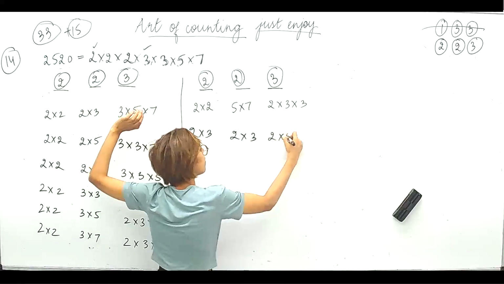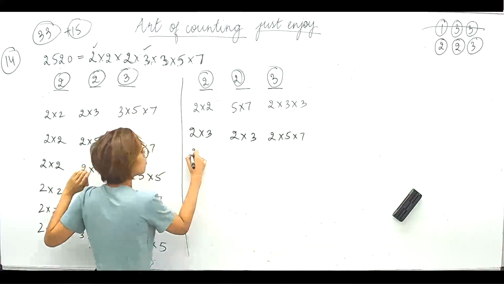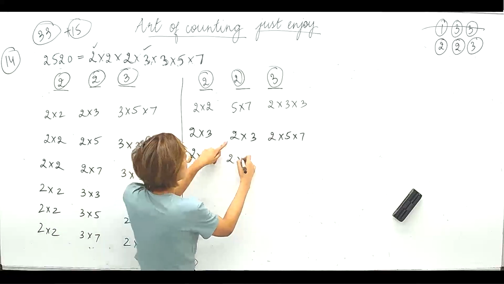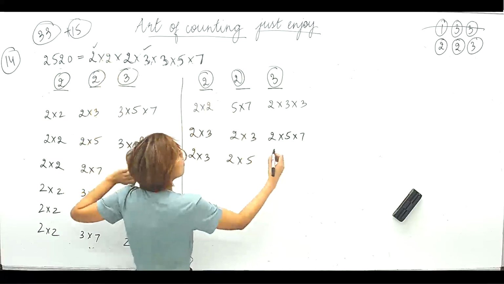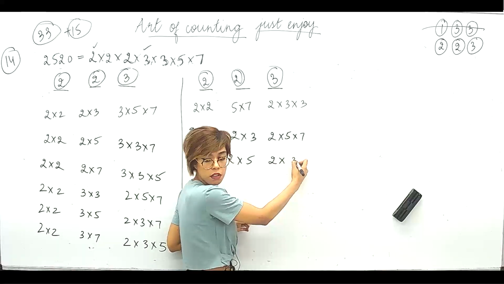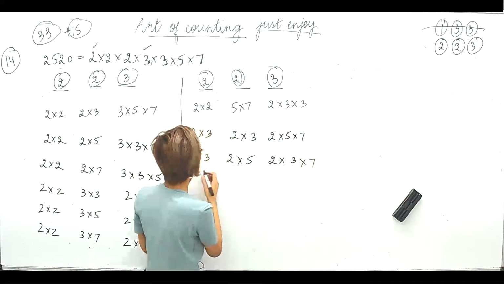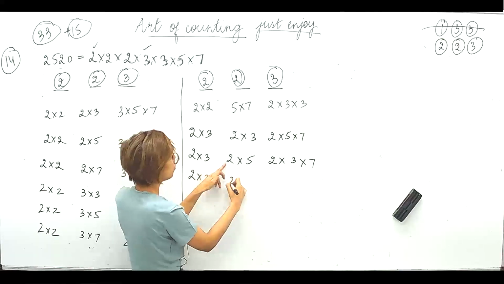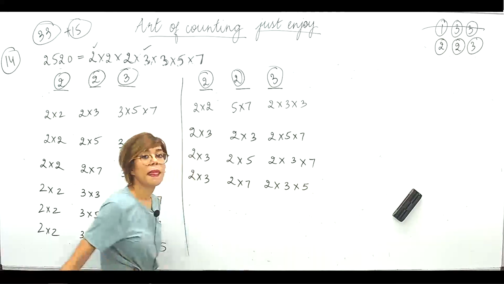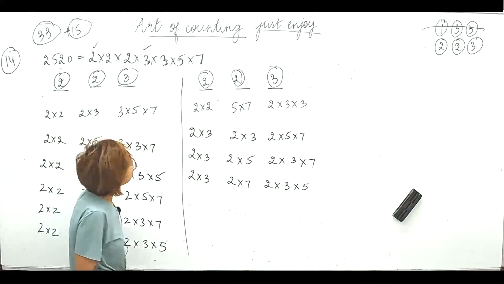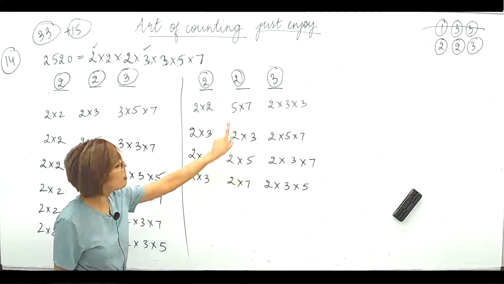So 2 into 5 into 7. Right? So 2 into 3 as it is. So 2 into 5. If I take 2 and 5, I'm left with 2, 3, 7. Right? So 2 into 3 again. So 2 into 7 now. So this is 2 into 3 into 5. That's cool. I think 2 ones are done from here.